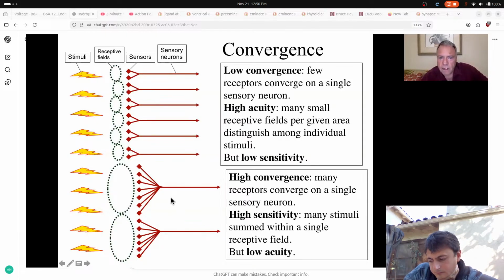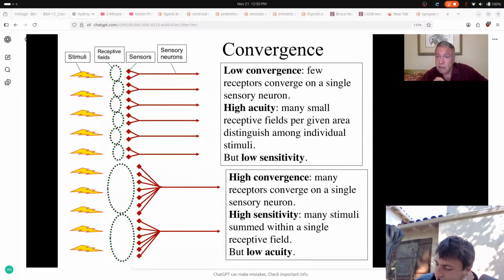Now the problem with a big receptive field is that all you know is that the stimulus came somewhere in that receptive field. You don't know exactly where. Whereas here, because the receptive fields are smaller, if I stimulate that neuron, I know it came from that receptive field. I can pinpoint more precisely where that stimulus came from. That's called acuity.